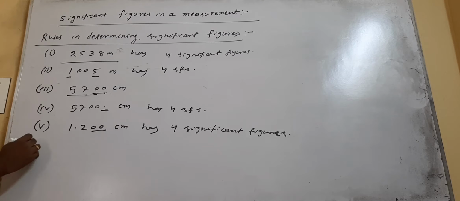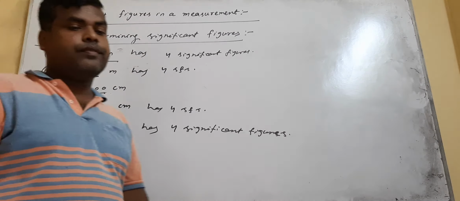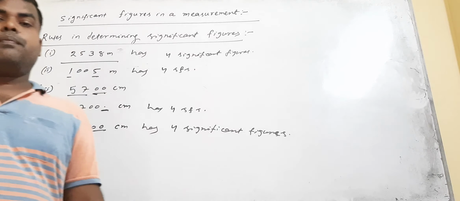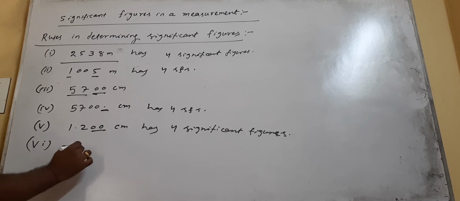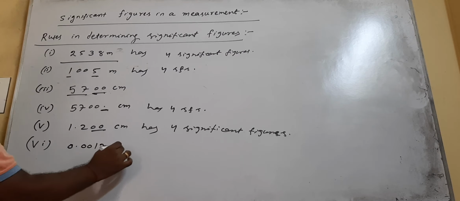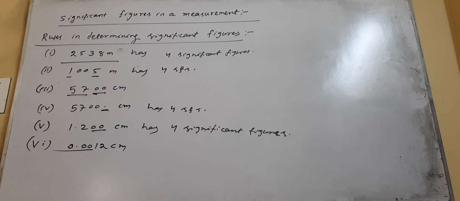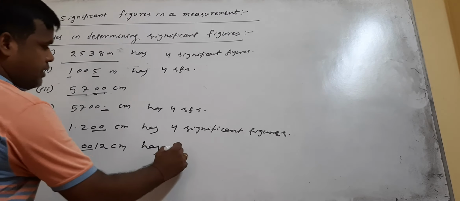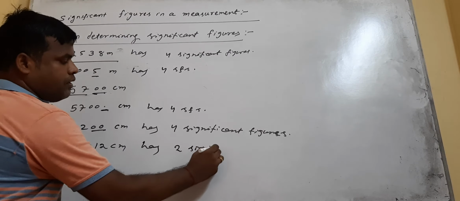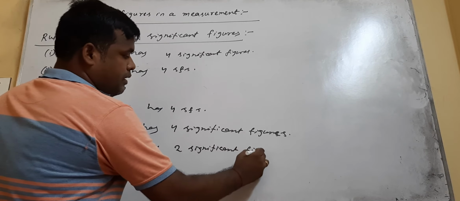Now come to another point. The zeros after the decimal point and before the first non-zero digit are not significant. For example, 0.0012 centimeter. These zeros, the starting zeros, are not significant. So it has 2 significant figures.